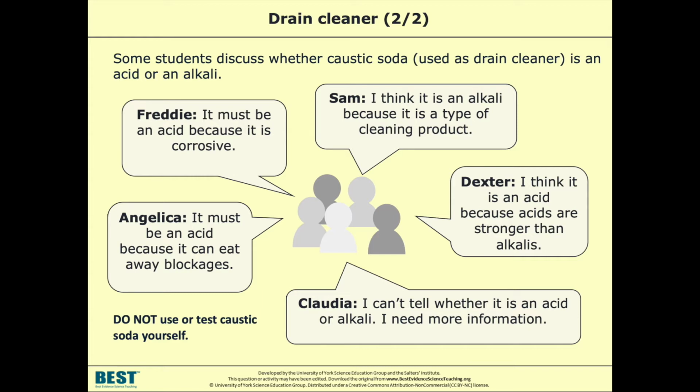Okay, so I'm going to talk through what some of these people are thinking. So Angelica said it must be an acid because it can eat away blockages. So this is referring to the fact that it can react with the substances that are causing blockages, and due to its corrosive nature, those blockages then go away. However, as we looked at last lesson, we saw that both acids and alkalis are corrosive. So the fact that it eats away blockages is not enough for us to determine whether it's an acid or an alkali.